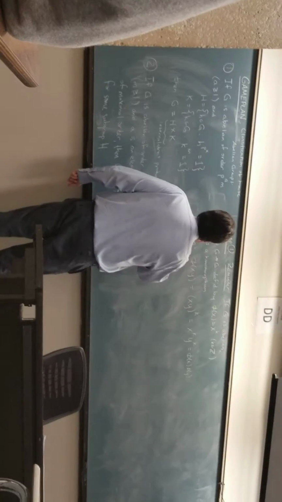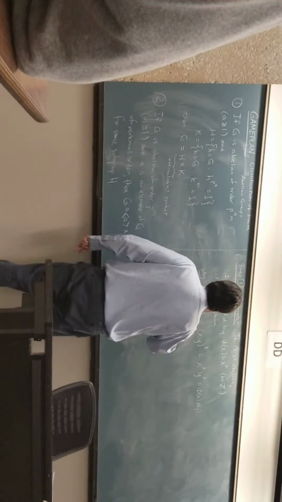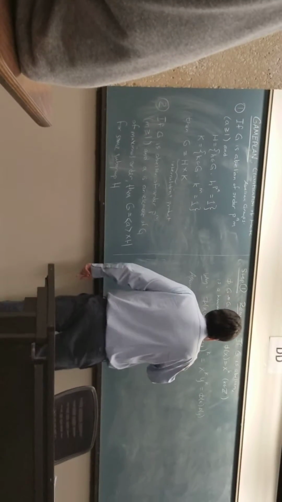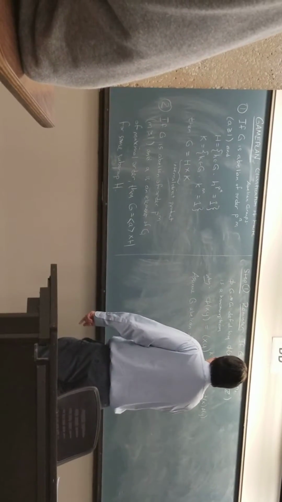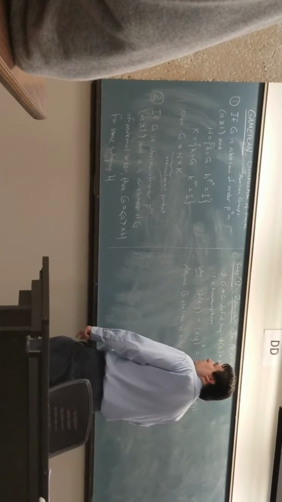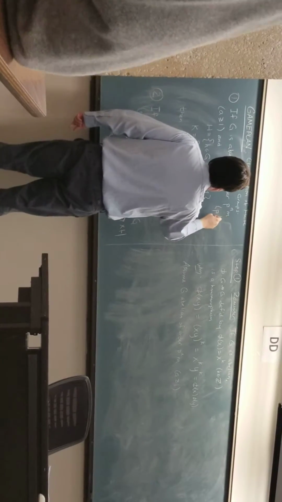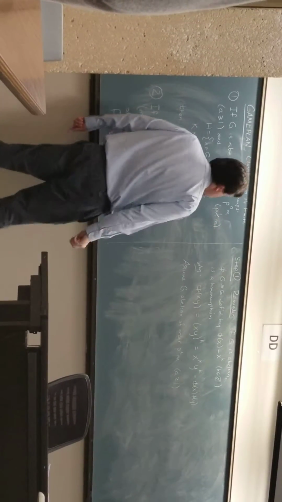Okay, so let's assume G is abelian of order p to the a times m, a is greater than or equal to 1. Oh, sorry, I forgot to write one thing here: p does not divide m. Really crucial there.